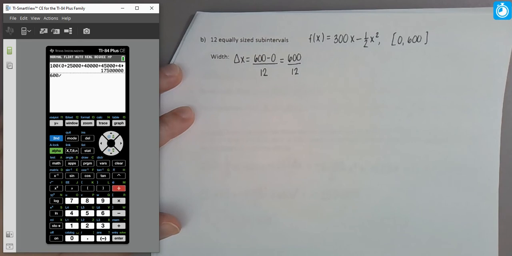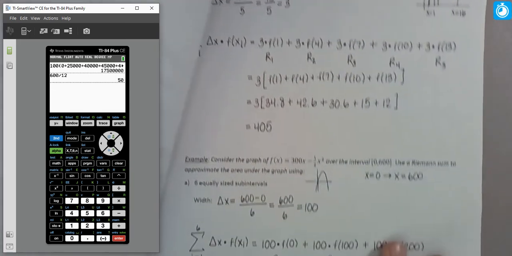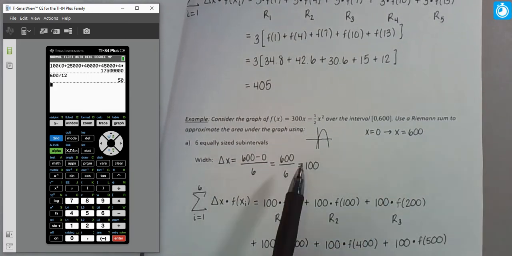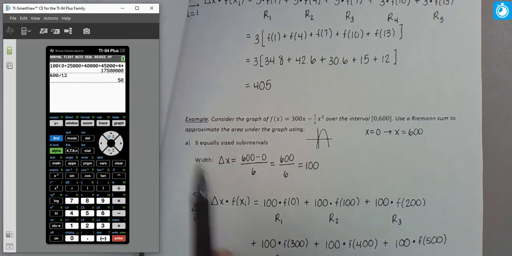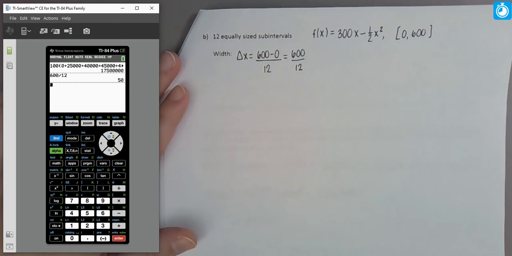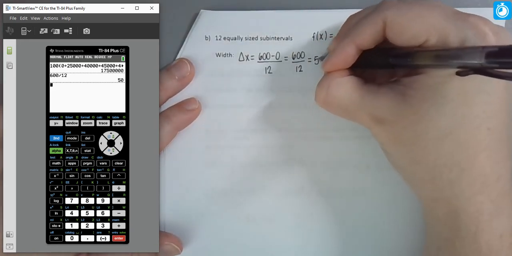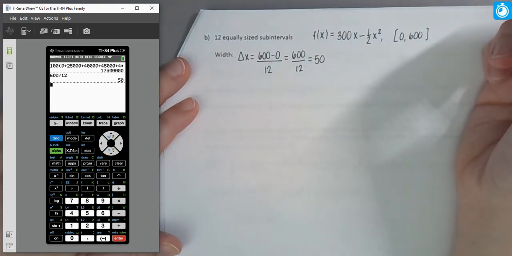600 divided by 12 is going to be 50. Well, that makes sense, right? Because if our original ones were 100 units across and there were 6 of them, then if we double the number, each one is going to be half the width that originally was. So each rectangle is going to have a width of 50 units.